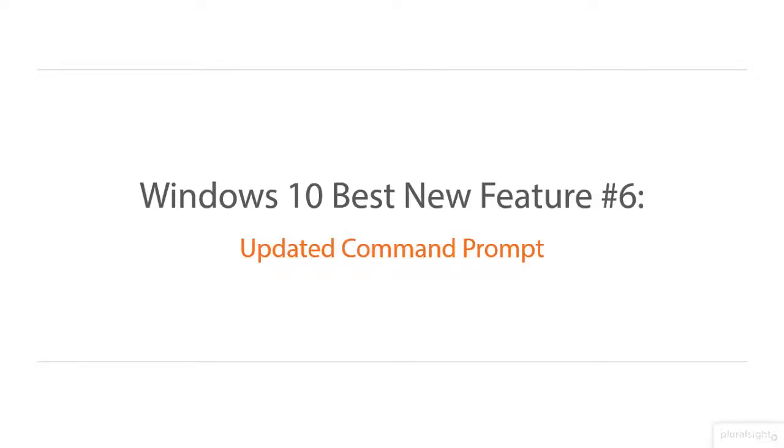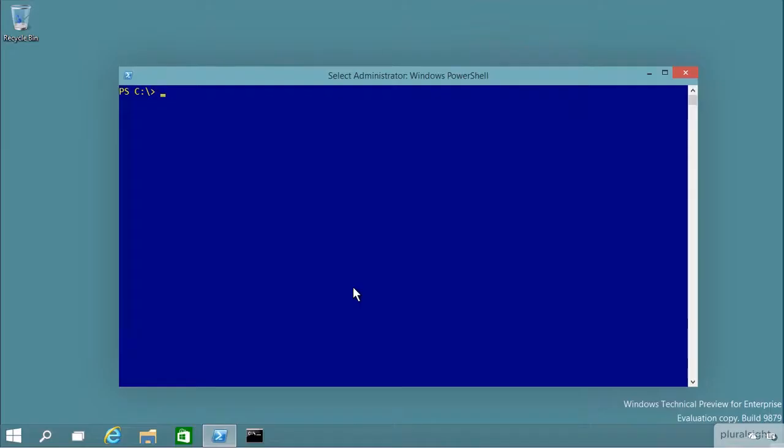Windows 10 Best New Feature 6 is the updated command prompt. I'm not going to say an awful lot about it because I recorded an entirely separate module for Pluralsight focusing specifically on those capabilities. But the long story short is that Microsoft has made great additions to the console host, also known as conhost.exe.